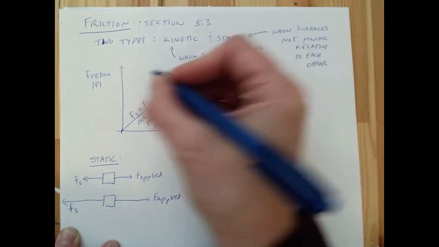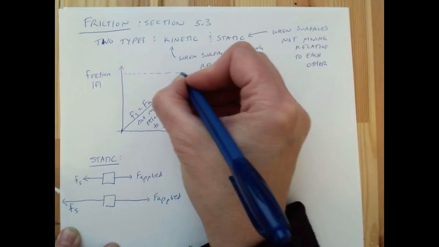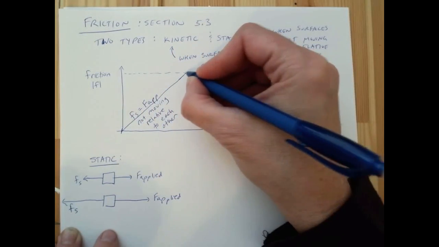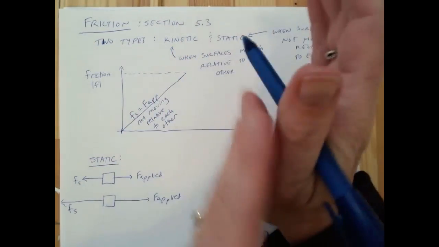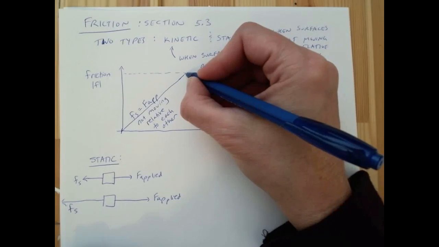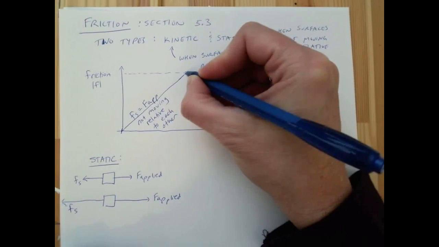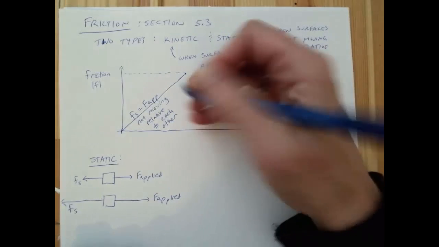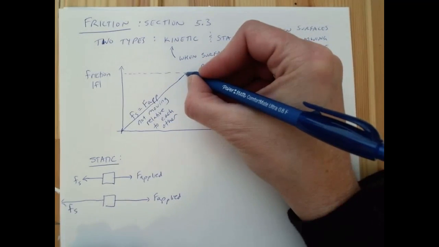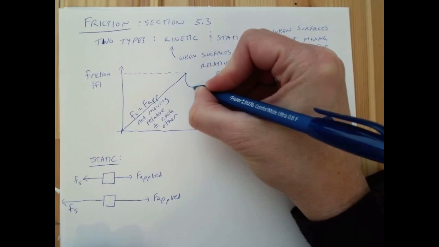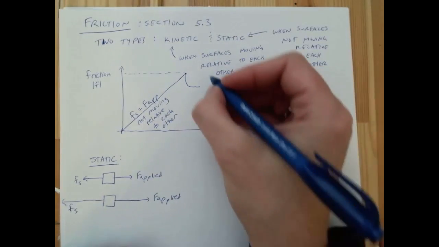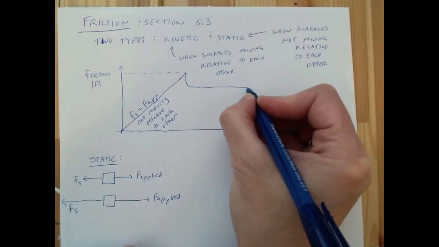At some point, you reach a maximum value of allowed static friction, which depends on the qualities of the two surfaces. And then what happens is if you push harder than that, so a larger applied force, then it'll start moving. So I'll finish out this graph and talk about the rest of it.